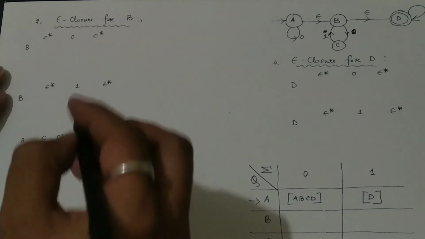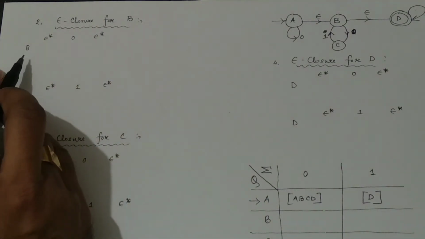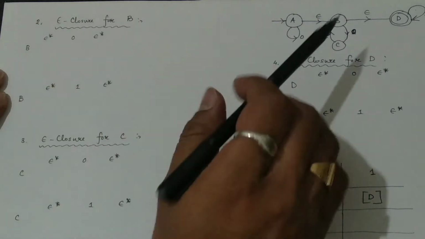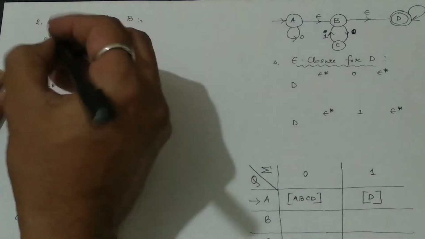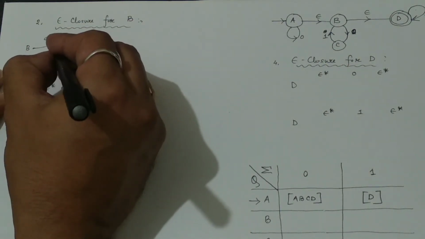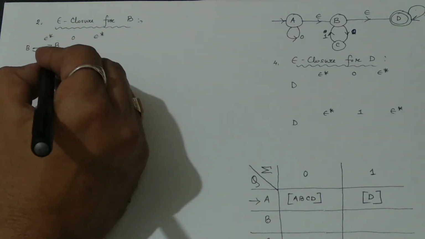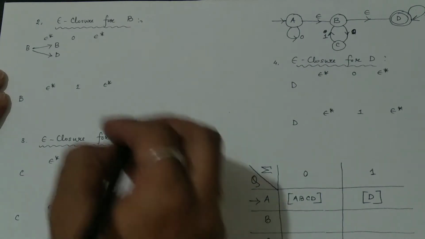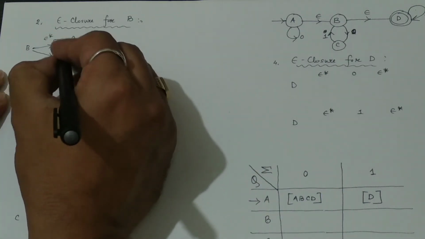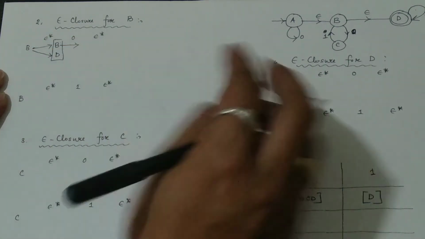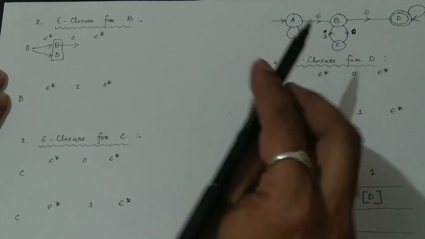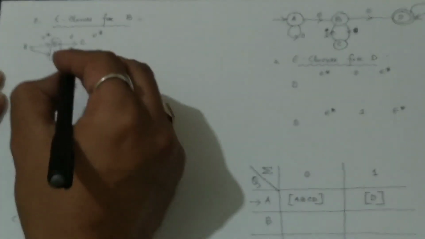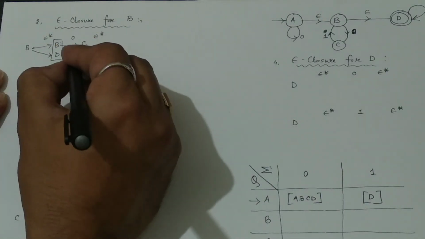Now let us find the epsilon closure for B. Now B on seeing epsilon, where does it go? First it will go to itself. And then B on seeing epsilon, it goes to D. Any other transition? No. Then I have found B and D. So B on seeing 0, where does it go? It goes to C. And then D on seeing 0, it goes to D.